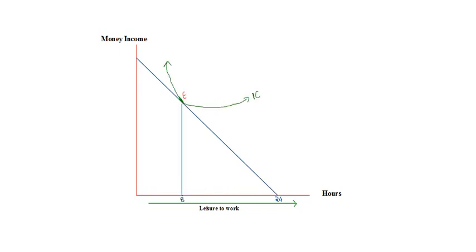Now what is this indifference curve indicating? Whenever this indifference curve is tangent to this negatively sloped line, it implies that an individual prefers to work for 16 hours and enjoy 8 hours of leisure. So this E shows the point of equilibrium, or the point of utmost preference for a person.